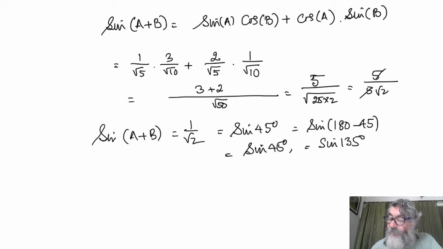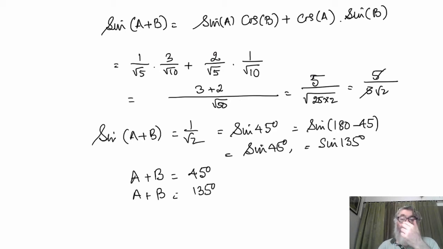So A plus B has one possibility as 45 degrees, and another possibility as 135 degrees, particularly in this case, because in both the first and second quadrants sine is positive, and A and B are acute. So two acute angles can add to be 135 also.